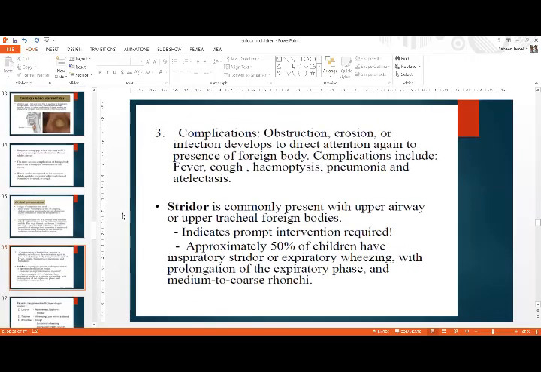This is followed by the third stage of complications: the foreign body causes obstruction, erosion, and infection, leading to other life-threatening complications. Stridor is commonly present with an upper airway or upper tracheal foreign body. There is an indication for prompt intervention, and 50% of the children have inspiratory stridor or expiratory wheeze, with prolongation of the expiratory phase when the foreign body is in the bronchus.